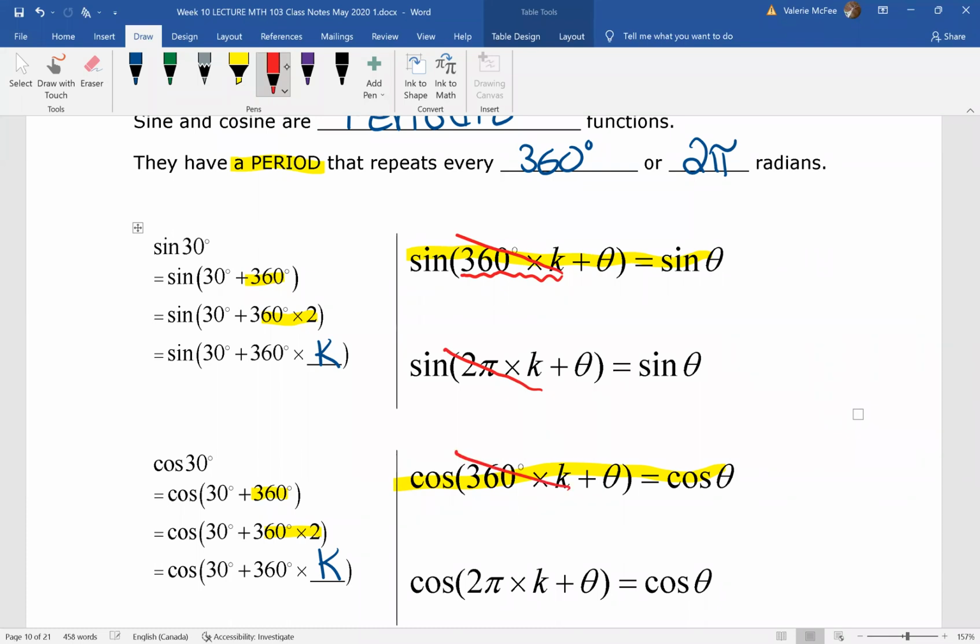This is true for cosine as well, but remember, we say where k equals any integer. k cannot be a fraction of a circle. It can't be part of the way around. So in the next lecture, let's take a look at using this formula.